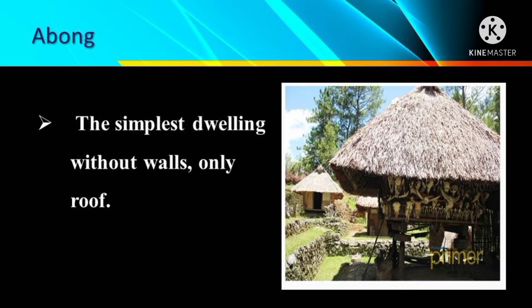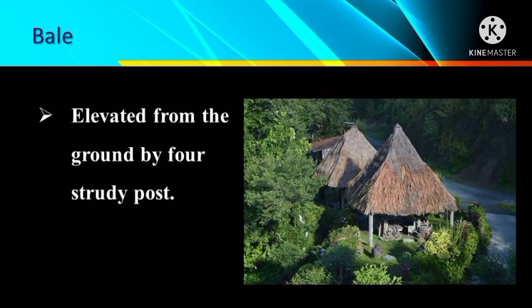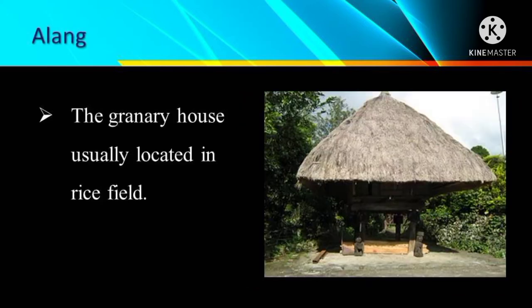The abong is the simplest dwelling, without walls, only a roof. The inapal is slightly elevated from the ground. Third, the bali. This is elevated from the ground by four sturdy posts about 10 to 12 feet high. In the Ifugao house, this bali is primarily used as the family's dwelling unit. Lastly is the alang, or the granary house, which is usually located near the rice field because their houses were harmoniously located with the contour of the rice terraces.